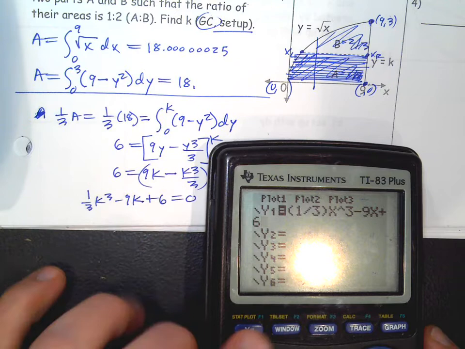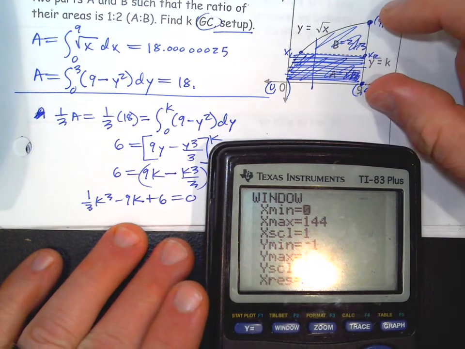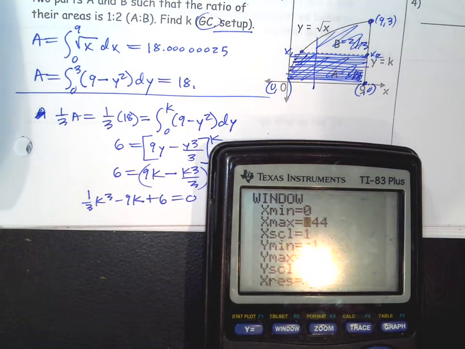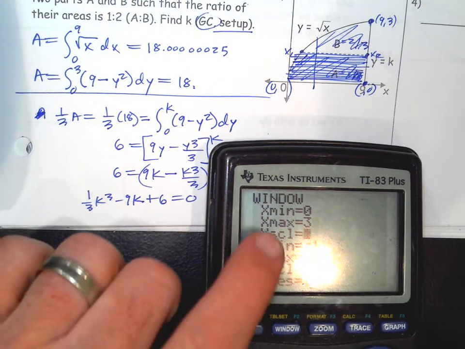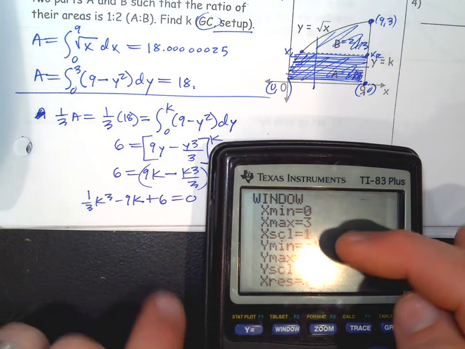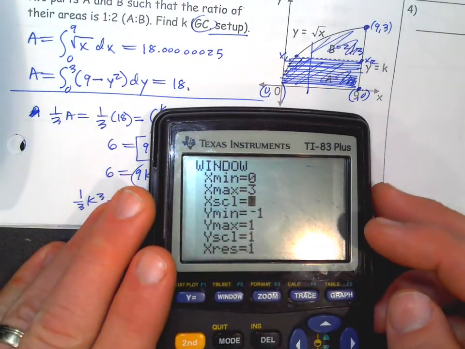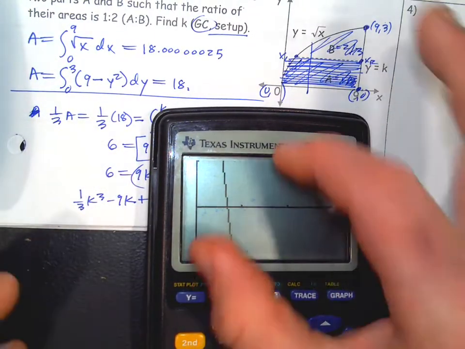And then you want to set the window to the right. We expect it to be between 0 and 3. You don't want to make the windows too small or too big because it might show you answers that we're not going to look at. And we just want to find the x-intercept. So I'm just going to keep the y min and y max at -1 and 1 because I just want to focus on this. So there's the answer.